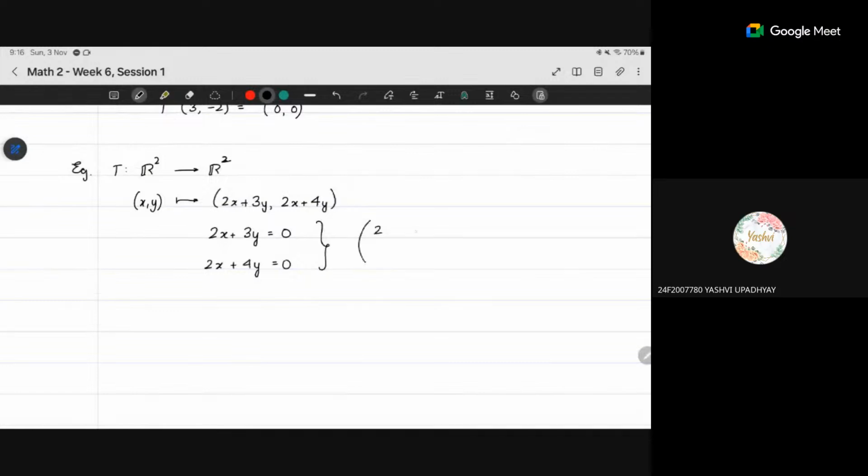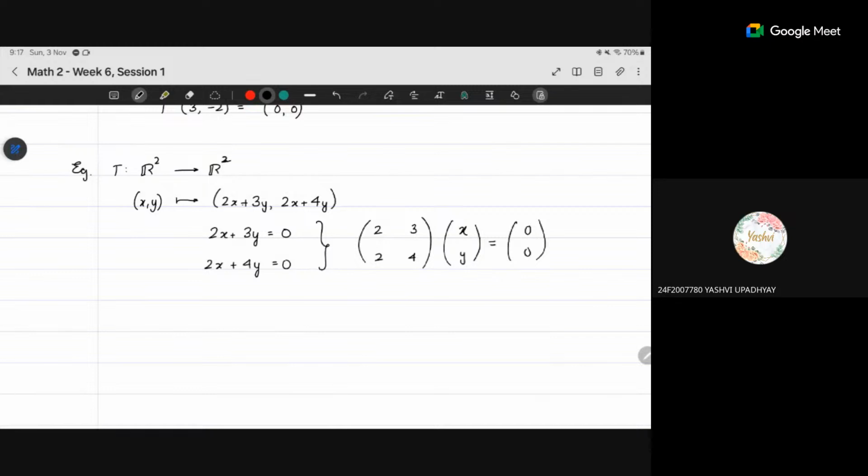So this is the moment where you have to connect it to the previous things that you have learned. This is the matrix (2, 3; 2, 4) times (x, y) equals (0, 0). This is a homogeneous system of equations. So establishing injectivity is like finding the null space of some matrix. Any linear transformation is of this form: ax plus by, cx plus dy, as long as it is R2 to R2.